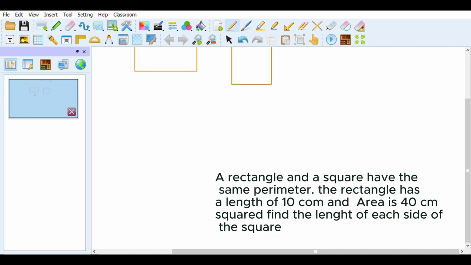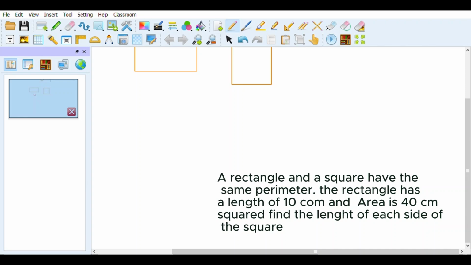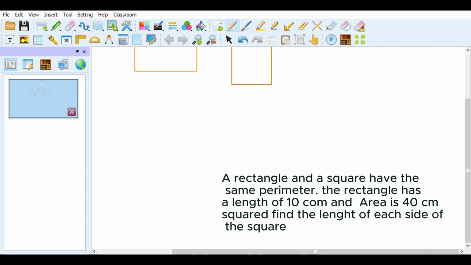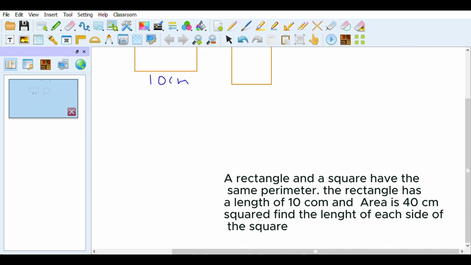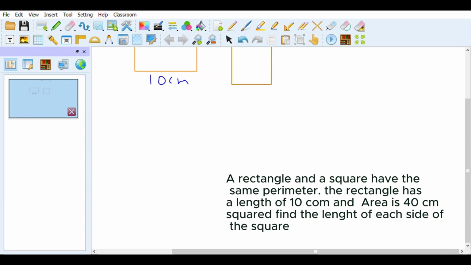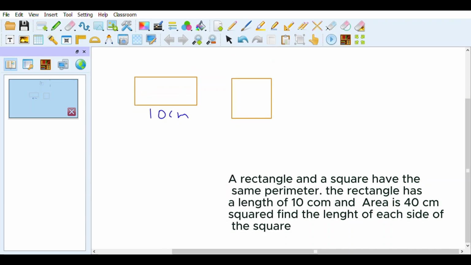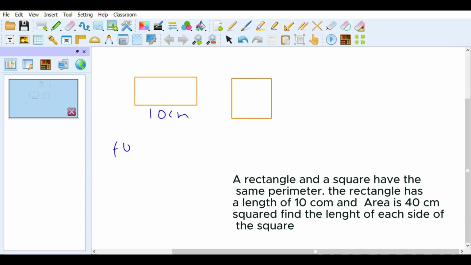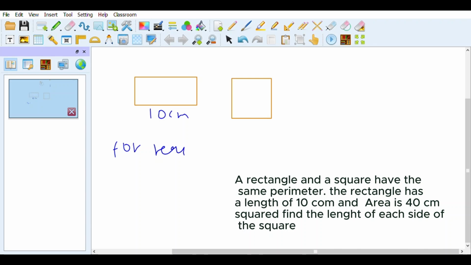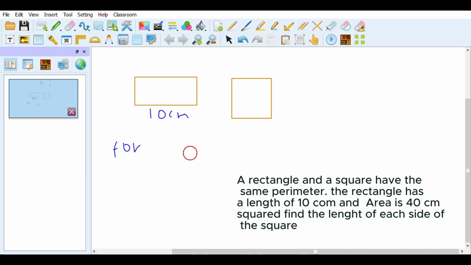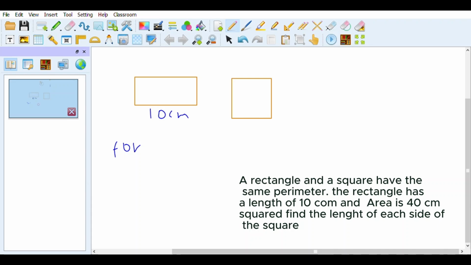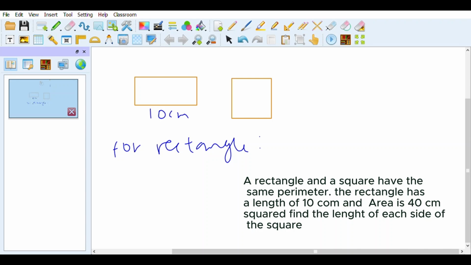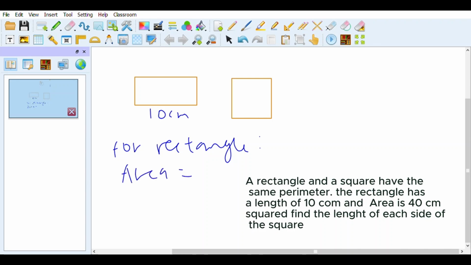So in this question, the length of the rectangle is 10 cm, so 10 cm here. The area of the rectangle is 40 cm square. Take note of that. So we know that for a rectangle, area is length times breadth.